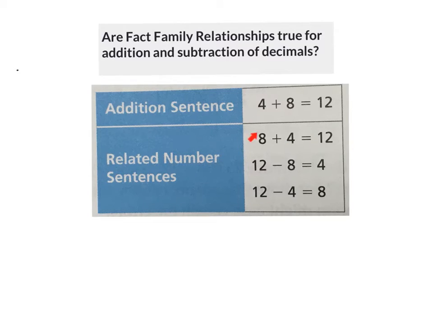So we have 2 addition family members and we'll have 2 subtraction. For the subtraction, we take the sum, which is 12, and subtract the addend, which is 8, from it to get a difference of 4. Then we take the sum, subtract the addend 4, and get a difference of 8. So the question is, is it possible that this fact family relationship works with decimals as well?